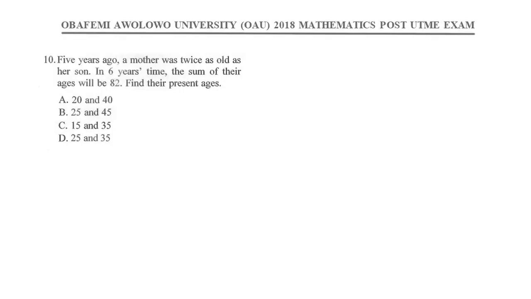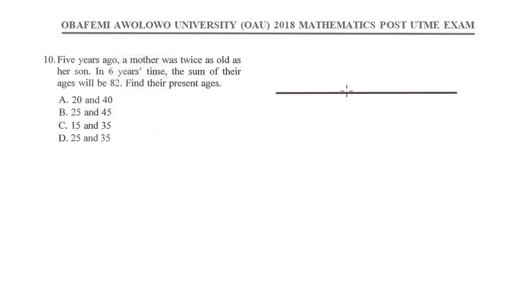So in this question, we are told that 5 years ago, a mother was twice as old as her son. In 6 years' time, the sum of their ages will be 82. We have to find their present ages. Now, interpreting this question correctly will help us to solve it. We are given a timeline looking at 5 years ago and 6 years into the future, and we have to find the present age.